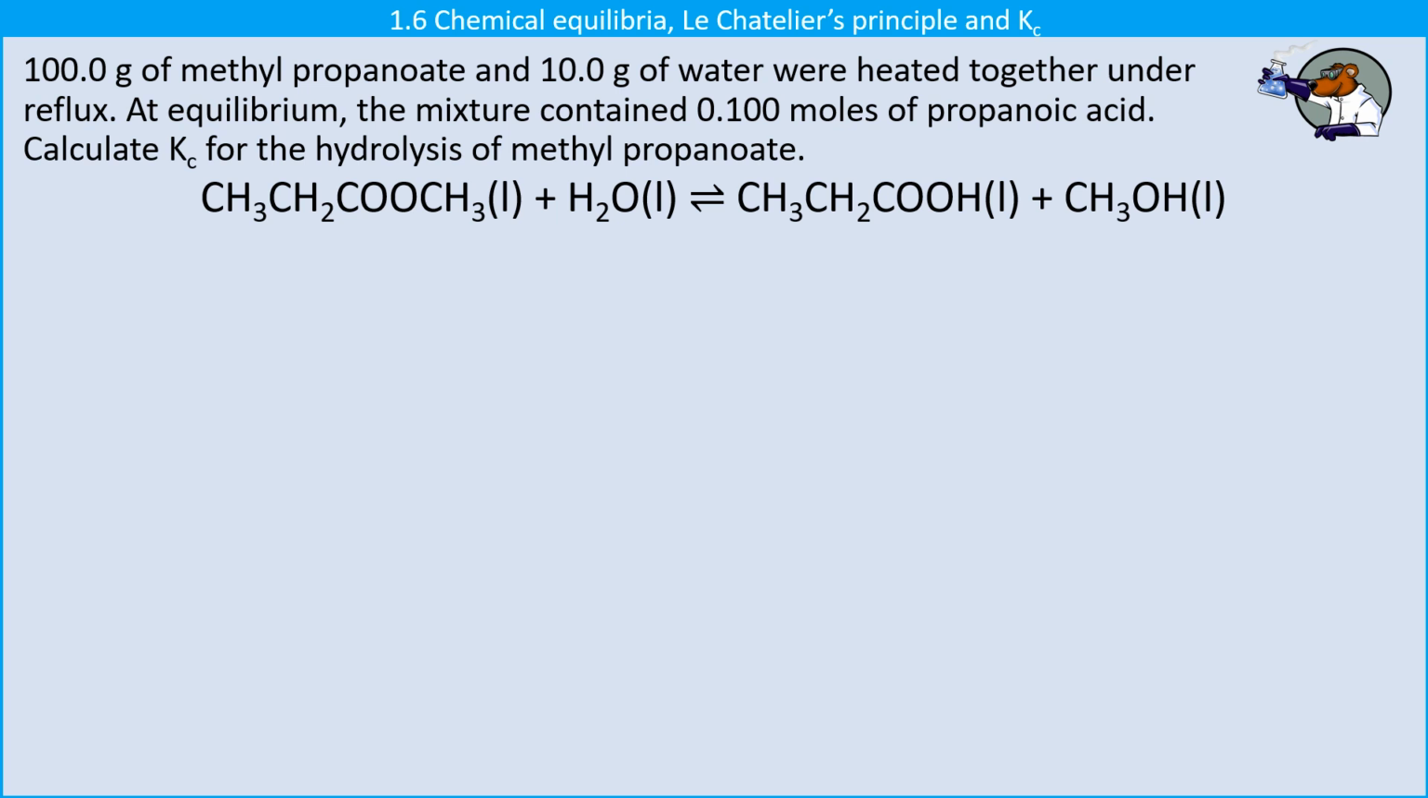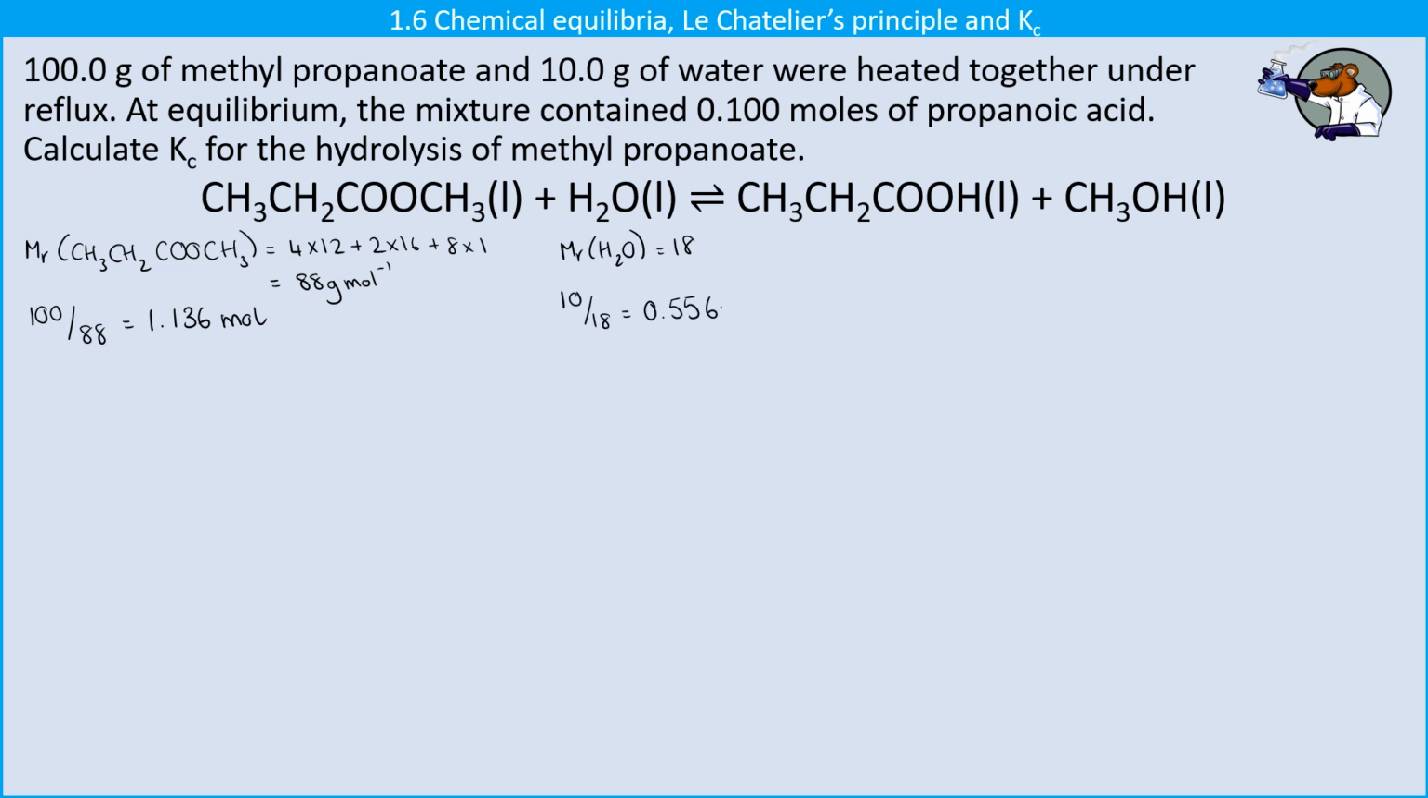So this is what I meant when I said it was going to cross over a little bit into the amount of substance topic. To start with, I'm going to use that mass data together with the mass, Mr, mole equation to work out my initial moles of methyl propanoate and water. If I quickly calculate the relative formula mass of methyl propanoate, I can see that that's 88 grams per mole. I can then do 100 grams divided by 88, and that tells me that I started out before the reaction happened with 1.136 moles of my ester. And then I know that the relative formula mass of water is 18, so 10 divided by 18 tells me that I started out with 0.555555 moles of water.